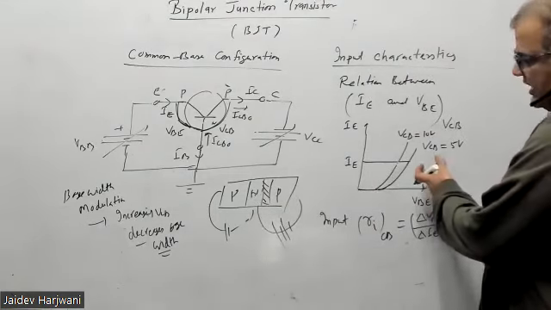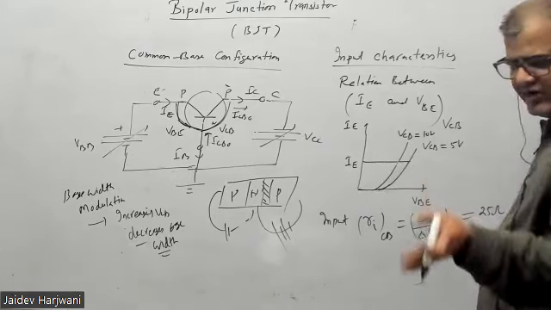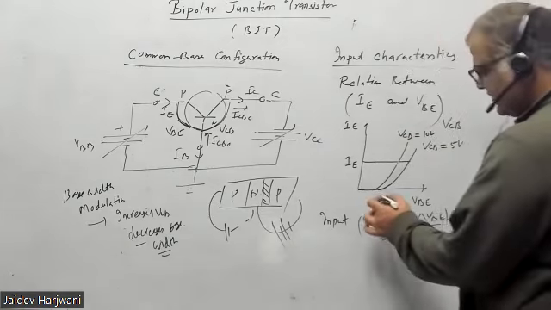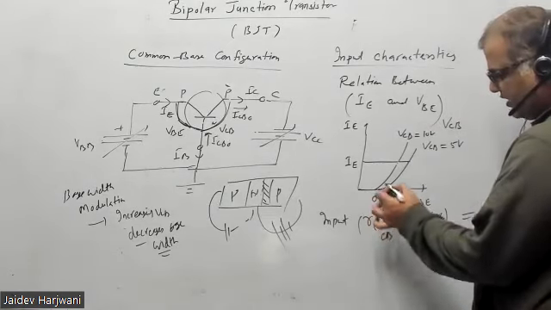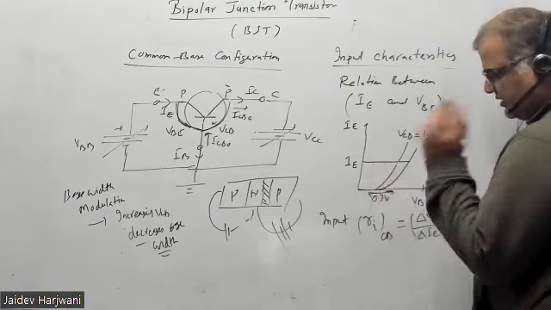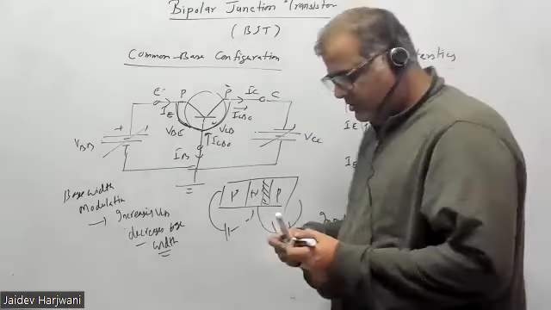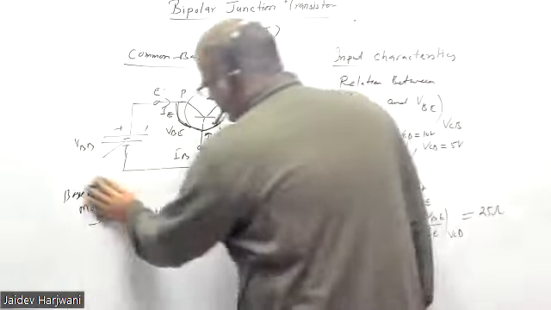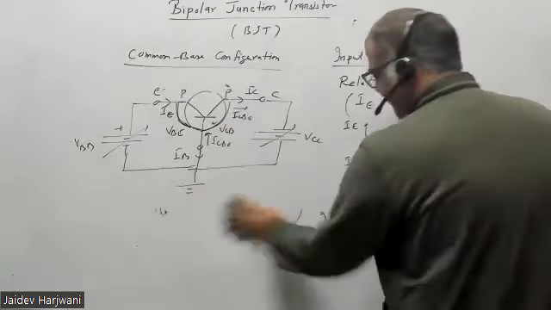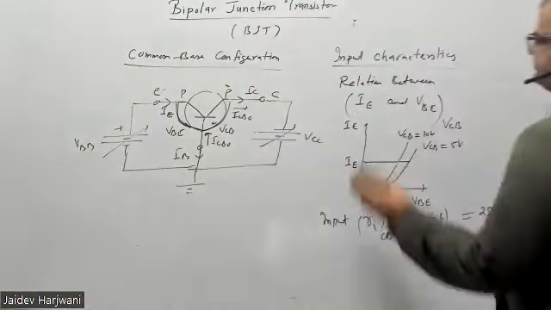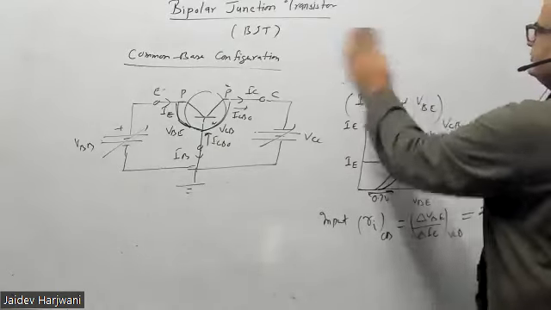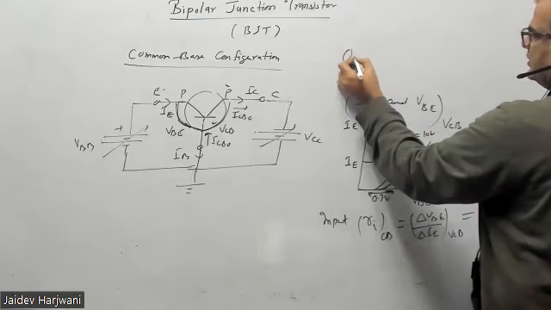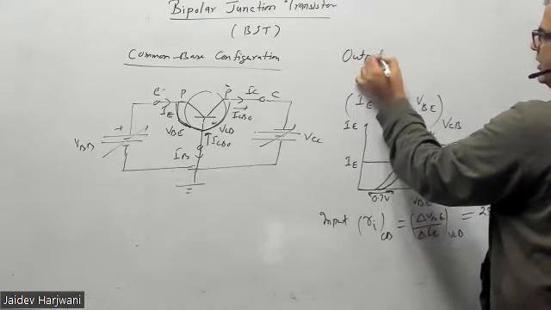Okay, so this is the input characteristics. That is not important. Only remember the value is 25 ohm, and the voltage is around 0.7 volt. Okay, nearby 0.7. This you have to remember. Input characteristics is not important for the transistor. Now output characteristics is important. So put the heading output characteristics.